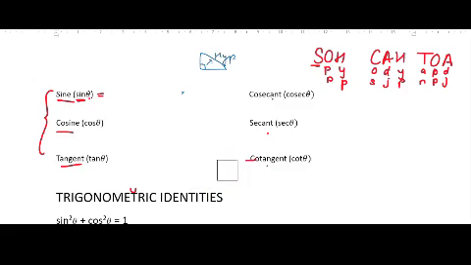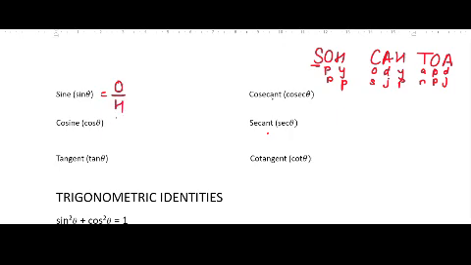I'll just write all these formulas neatly, then you can take a screenshot and remember this. This is the mnemonic that you have to remember. According to this mnemonic, sin theta is equal to opposite upon hypotenuse, cosine is equal to adjacent upon hypotenuse, and tan is equal to opposite upon adjacent. Now, moving on to these three derived, or in my words, secondary functions in trigonometry.